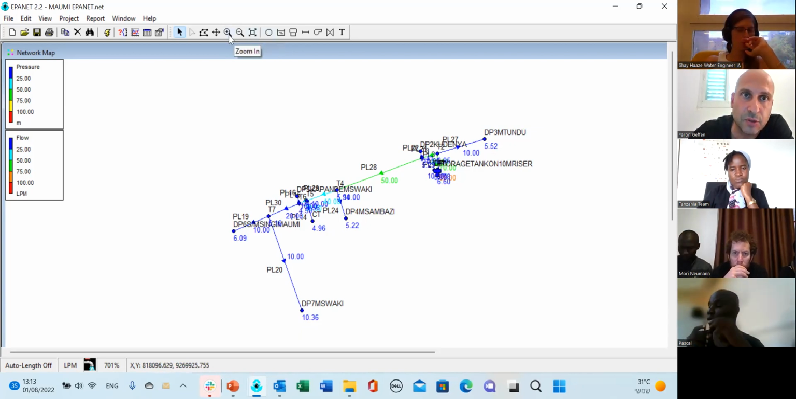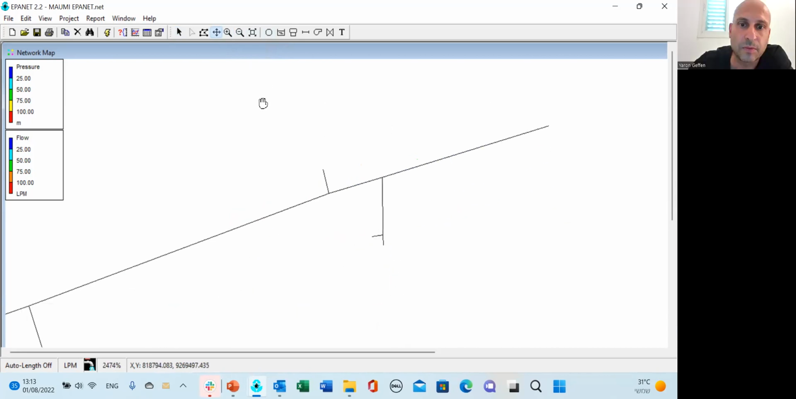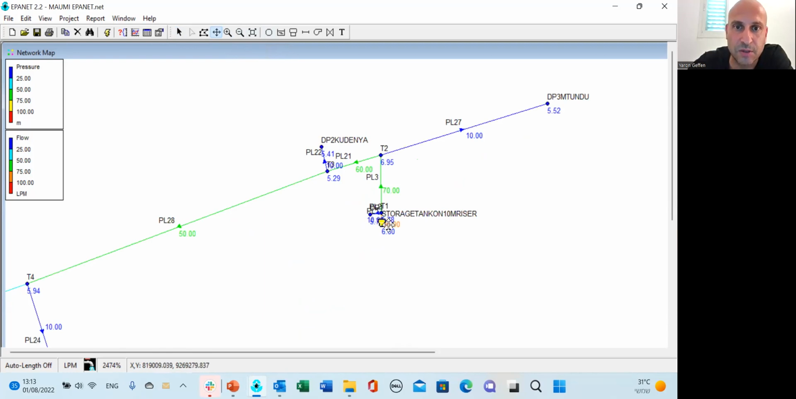I'll zoom in a little bit. And you can see that the 10-meter tower is located here. And we don't see the system connecting the borehole to the tower. We usually don't require it. The calculation is done with the TDH Excel file that you all know. So it's not a requirement to include in the EPAnet the system between the borehole and the tank.